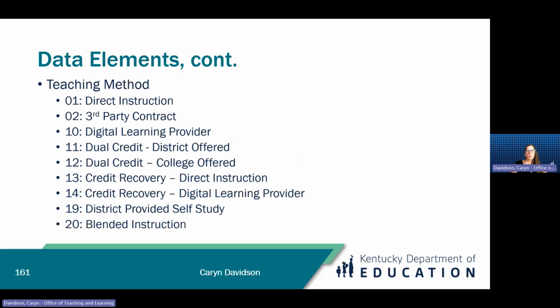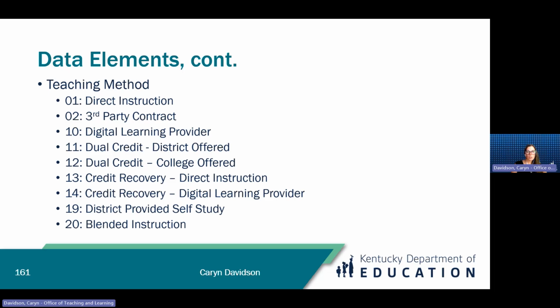We have our teaching method. There are definitions for each of these that can be found on the data standard. And remember that guiding principle I talked about earlier, proper course setup in Infinite Campus should match what is actually happening in the course as closely as possible. So these are your options. It looks like actually one is missing. We have 21.